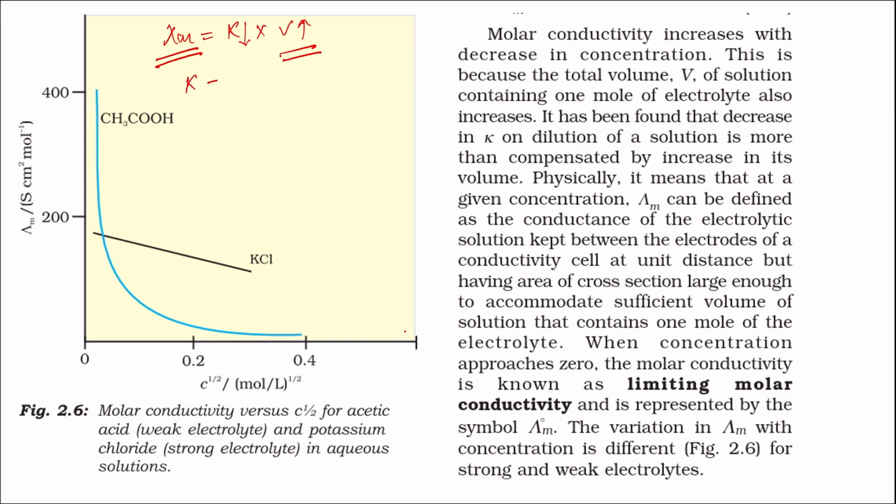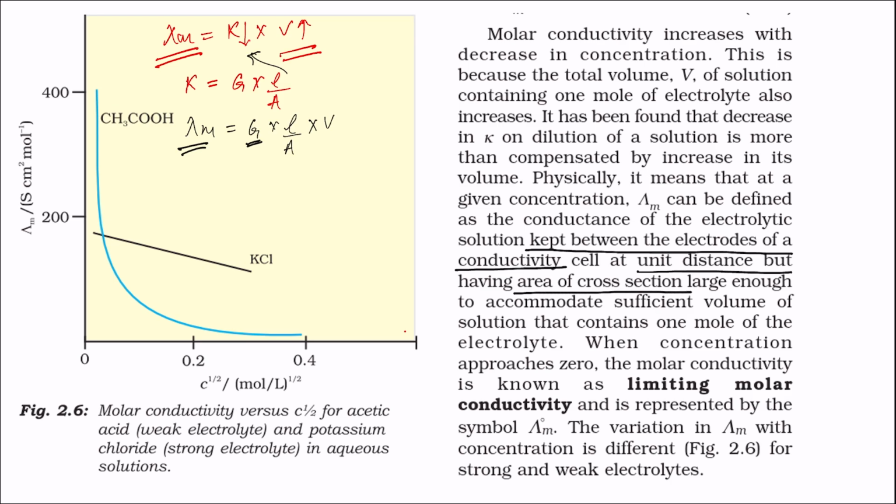Now conductivity is also equal to conductance multiplied by cell constant. Putting the value of conductivity in this equation, molar conductivity is equal to conductance multiplied by cell constant multiplied by volume of solution containing 1 mole of electrolyte. Therefore, molar conductivity is equal to the conductance of a solution which is kept between electrodes of a conductivity cell which are unit distance apart but have a cross section area large enough to accommodate sufficient volume of solution that contains 1 mole of the electrolyte.